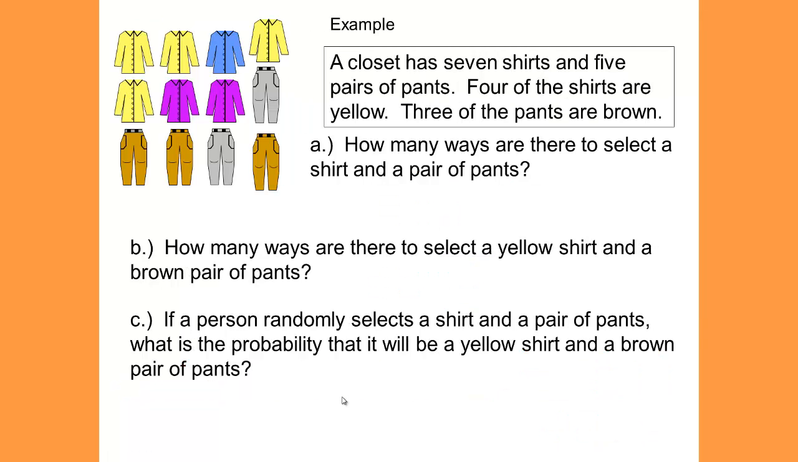Let's do one more example before we close out this video. A closet has 7 shirts and 5 pairs of pants. 4 of the shirts are yellow, 3 of the pants are brown. How many ways are there to select a shirt and a pair of pants? How many ways are there to select a yellow shirt and a brown pair of pants? And then lastly, if a person randomly selects a shirt and a pair of pants, what is the probability that it will be a yellow shirt and a brown pair of pants?